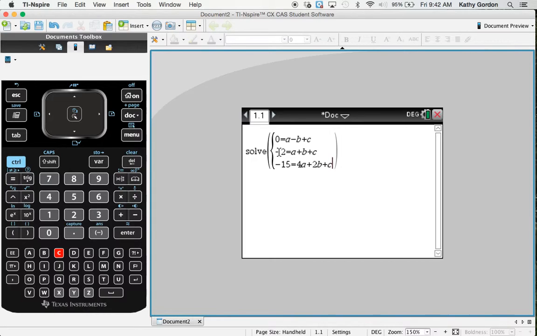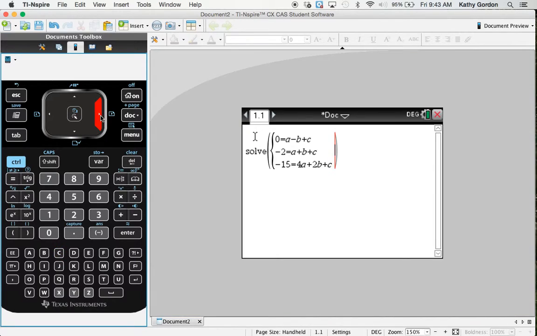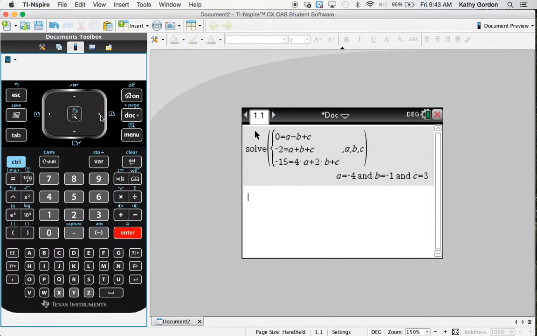Okay. Now, when you get to the end of that third equation, use your trackpad and arrow to the right. So you're basically getting out of the system setup. Just arrow to the right and hit your comma. And now what is it that we're trying to solve for? A, B, and C. So we're going to go A, comma, B, comma, C. And if I've told you this correctly, watch the magic work.